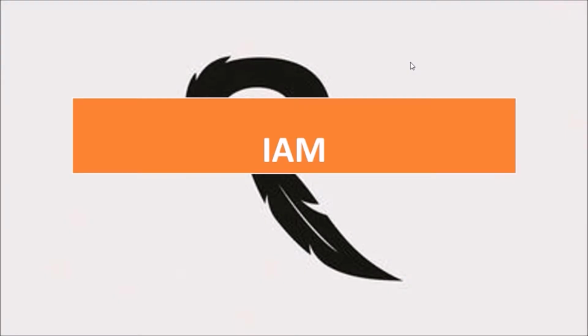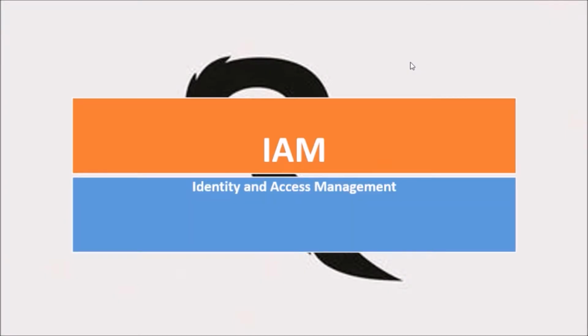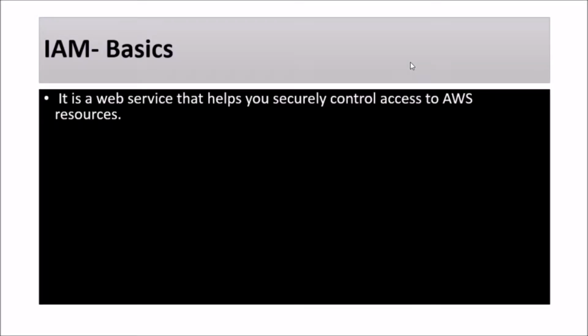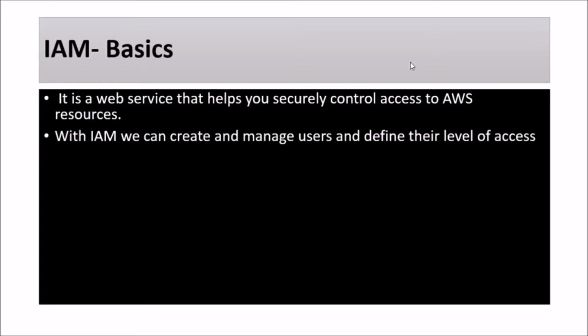Today we're gonna learn about IAM. IAM means Identity and Access Management. It is a web service that helps you to securely control access to AWS resources. With IAM we can create and manage users and define their level of access.